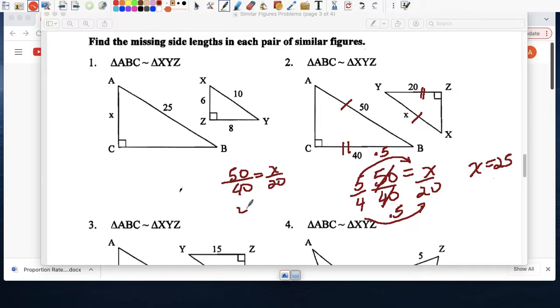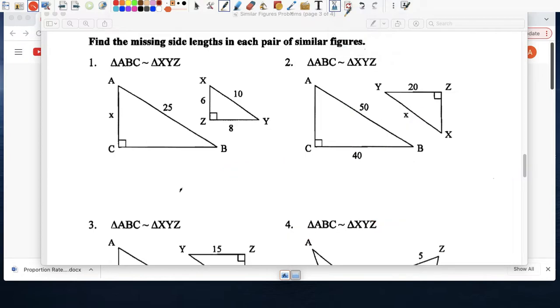I'm going to also cross multiply for you. And you get 40x. Cross multiply this. 5 times 20 is 1,000. Divide by 40, divide by 40. X equals 25.